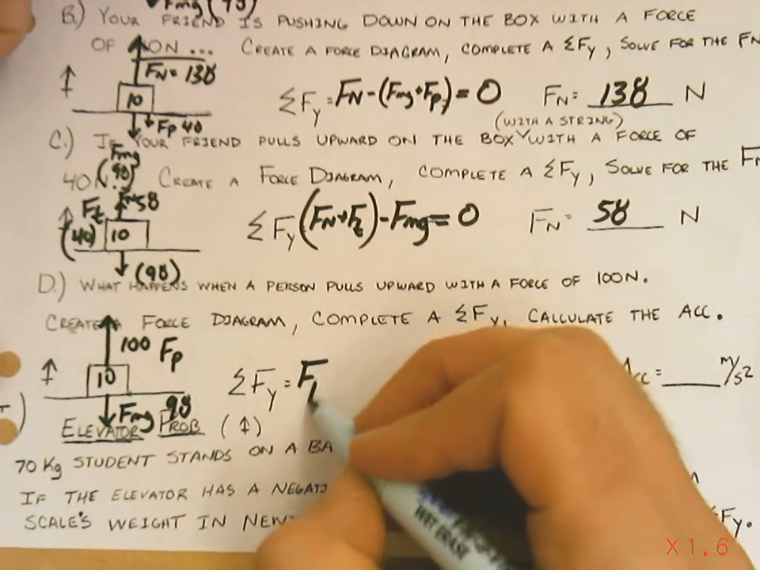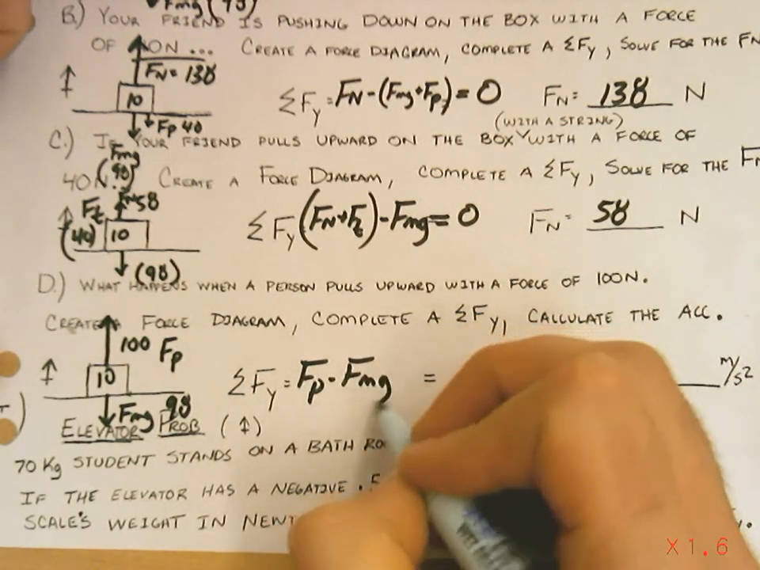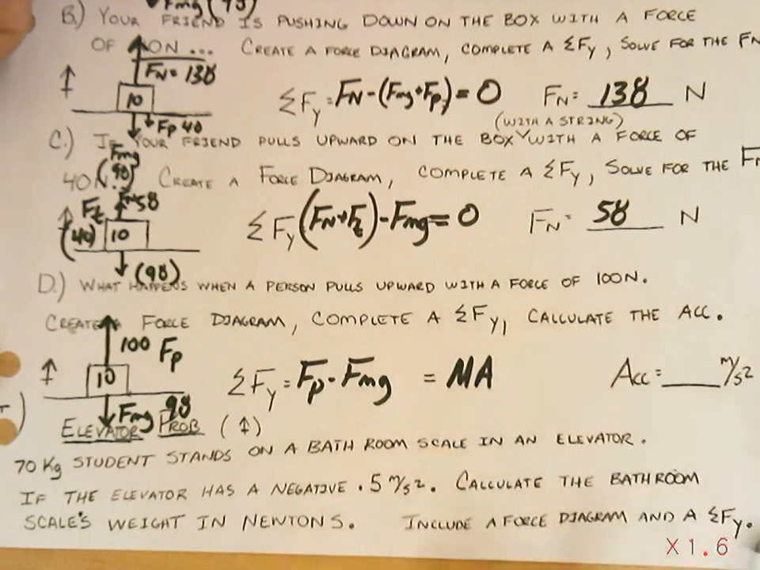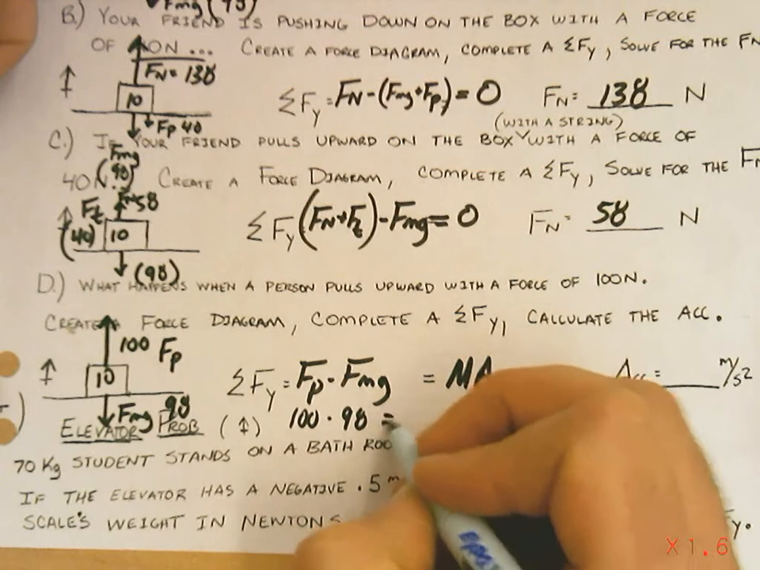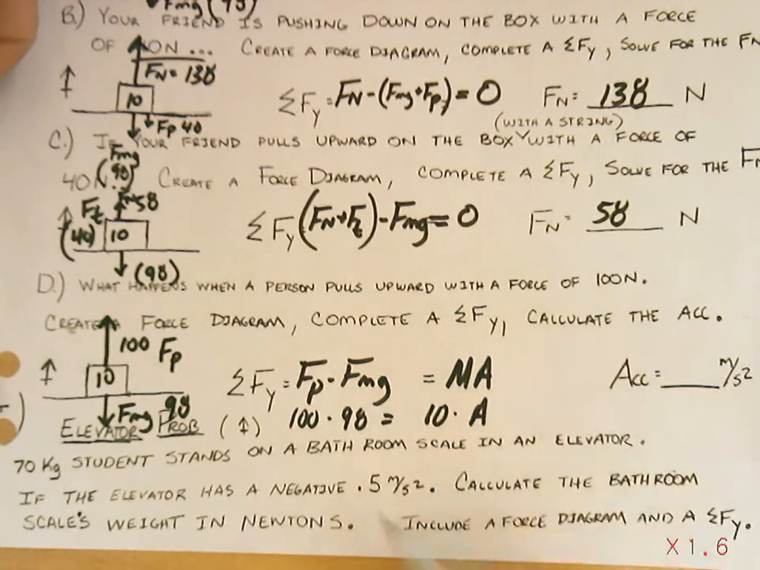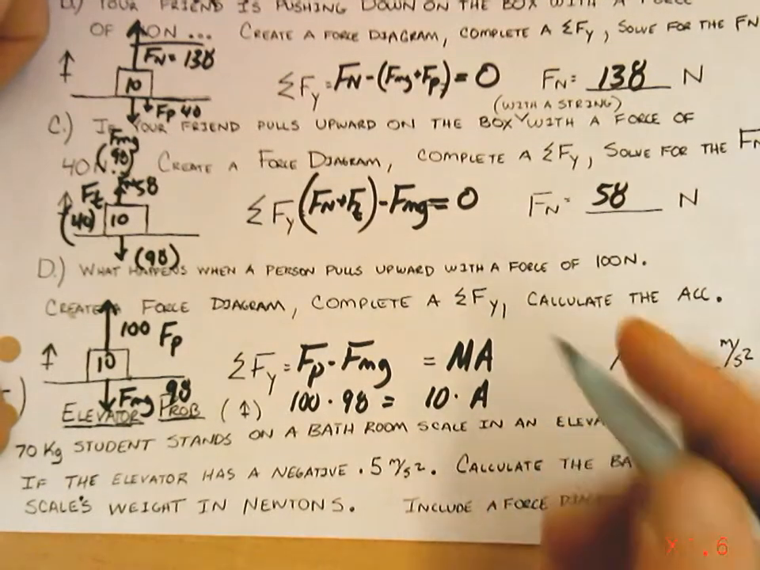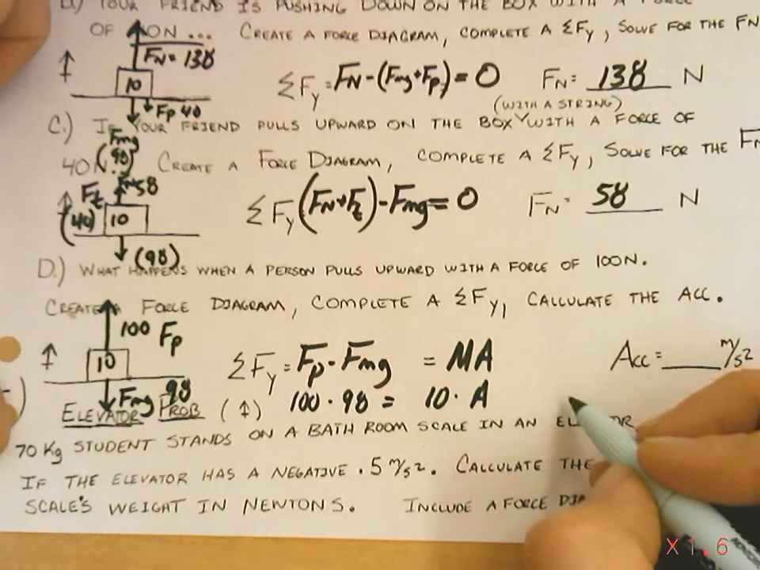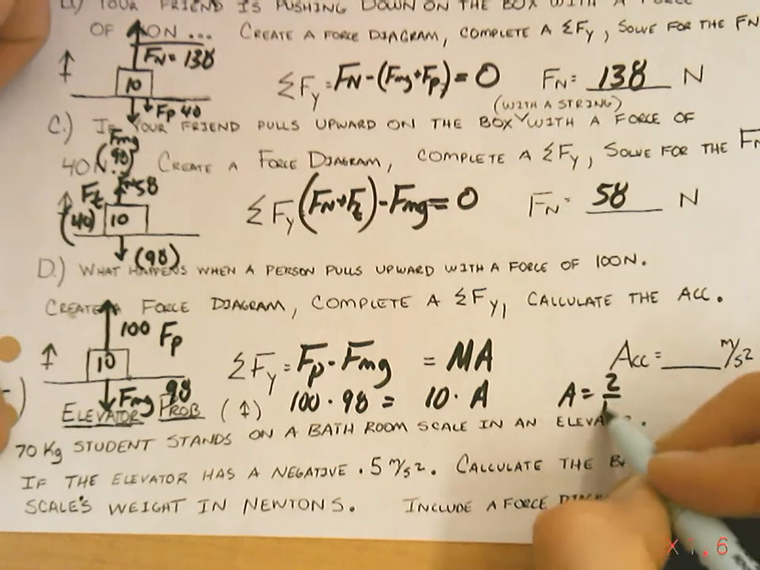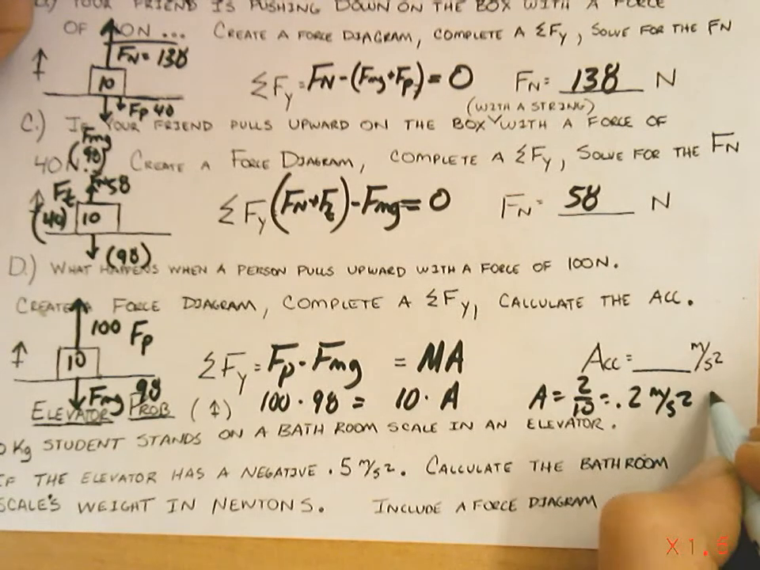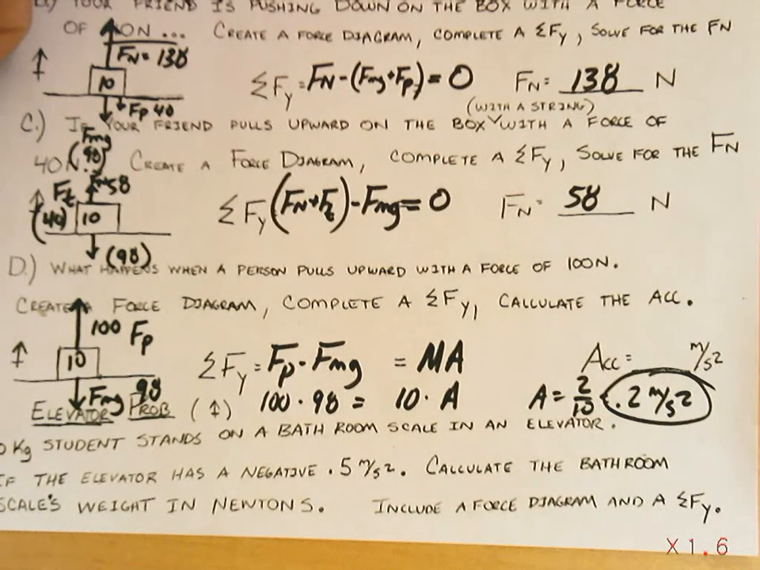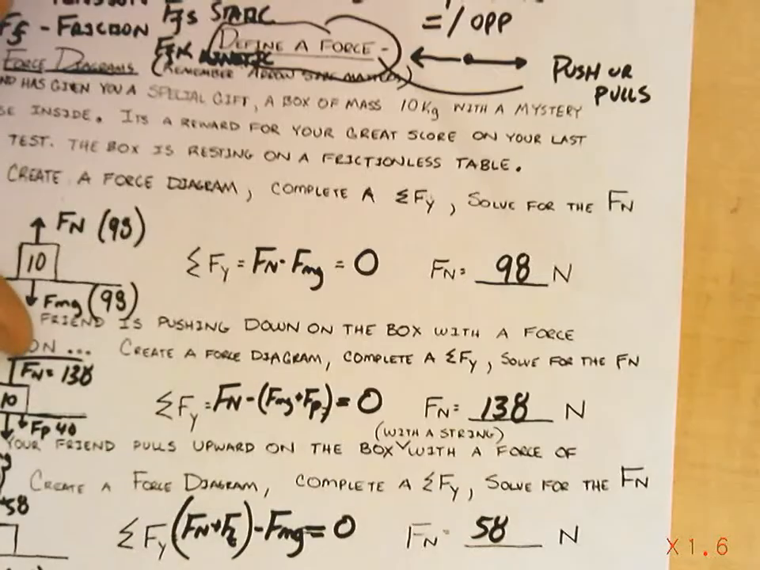So we say Fp minus Fmg equals ma. So we have 100 minus 98 is equal to 10 times acceleration. So the difference would be just 2 newtons. So a is equal to 2/10, or 0.2, and then acceleration is meters per second squared. So because the force was greater than the weight, the result is acceleration, which is important to understand.